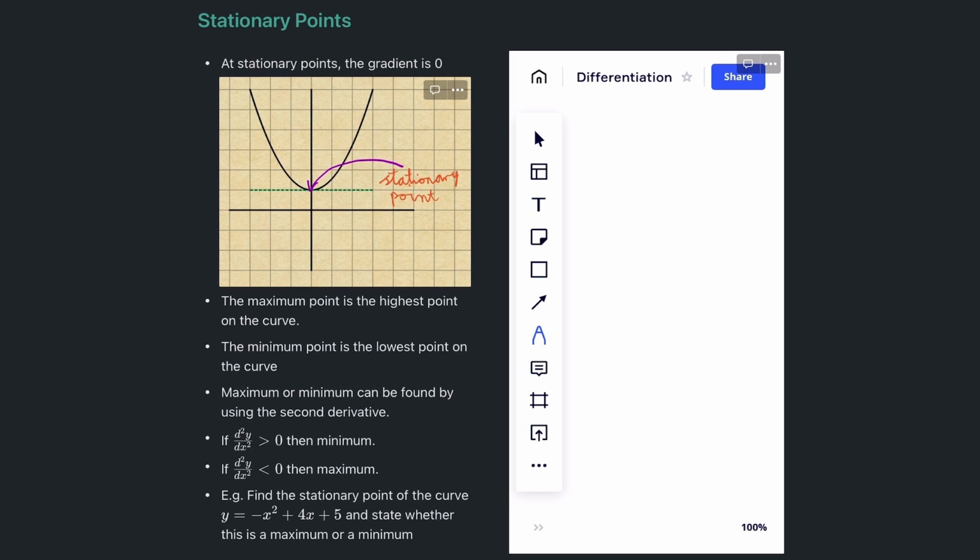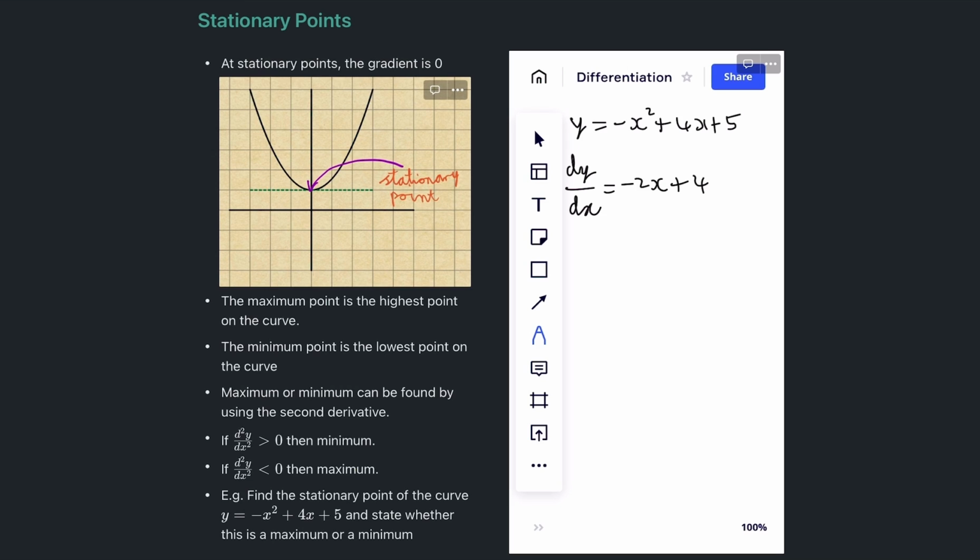Find the stationary point on the curve y equals -x squared plus 4x plus 5, and state whether this is a maximum or a minimum. Okay, so you have your equation, which is -x squared plus 4x plus 5. And the first thing you need to do is differentiate this. So your dy over dx would equal minus 2x plus 4, right?